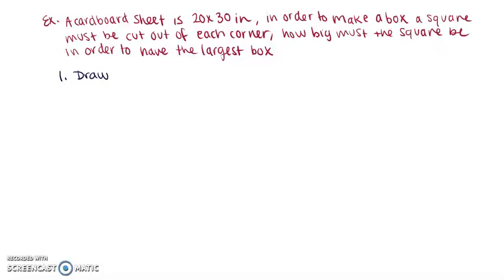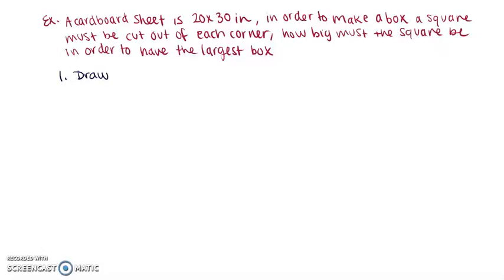There are about 5 steps to solving an optimization problem. We're going to use this very simple example in order to show how to use these 5 steps and apply them to other problems in the future. Our example is a cardboard sheet is 20 by 30 inches. In order to make a box, a square must be cut out of each corner. How big must a square be in order to have the largest box?